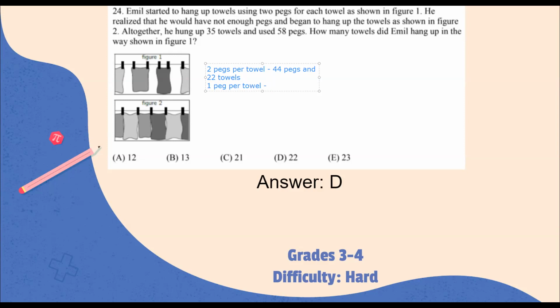No, 16. Oh wait, no, I'm so confused right now. So it's 13 and then for each, right? But then you would have an extra peg. And then the reason for that is, wait.